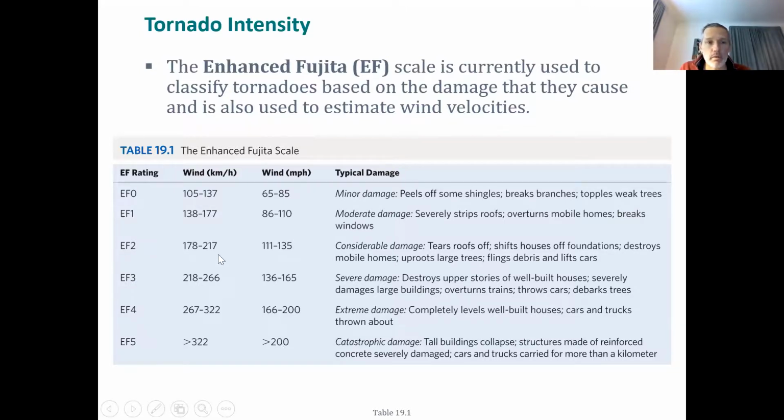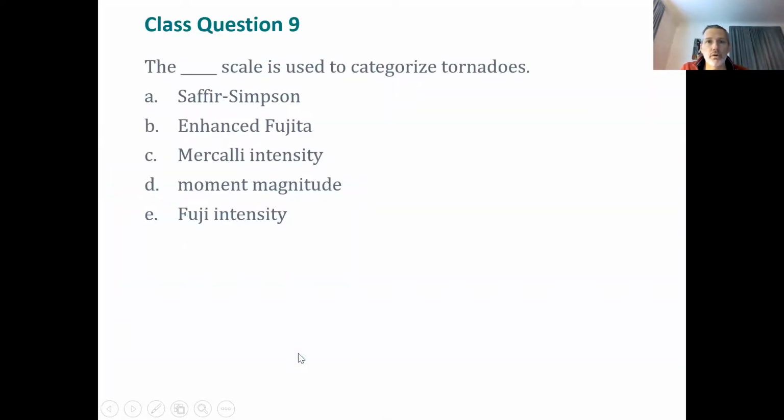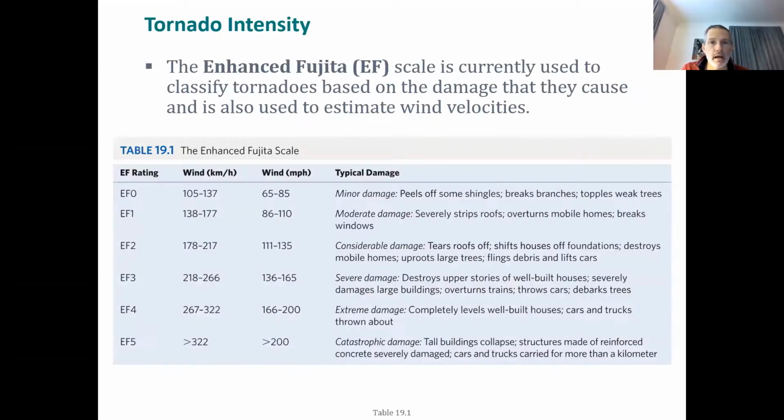This scale goes from EF0 to EF5, and there is no EF6. EF5 is the fastest that you can get, because it is anything with wind speeds over 200 miles an hour. So when we start looking at categorizing wind speeds of a tornado, it is the EF scale, the Enhanced Fujita scale.